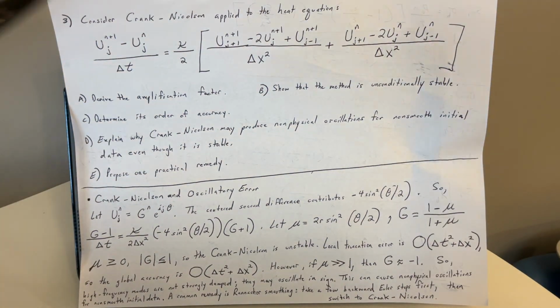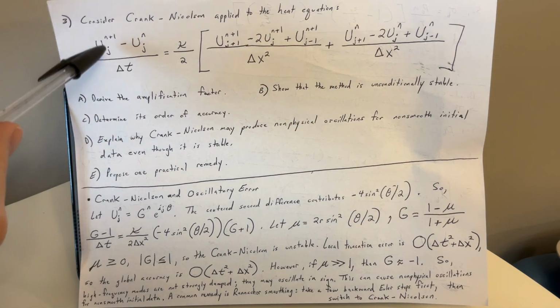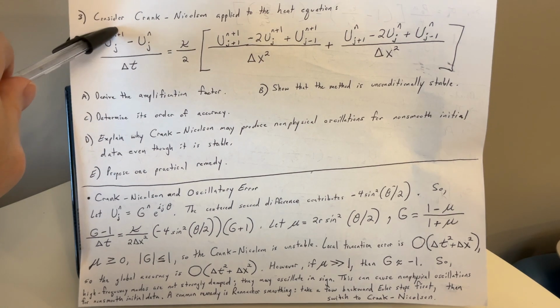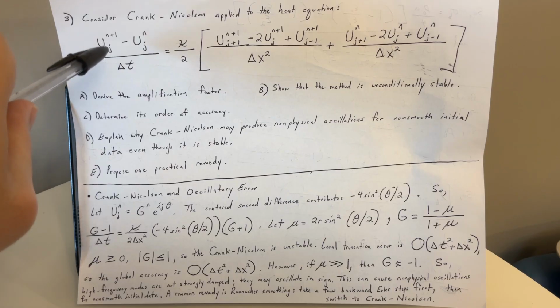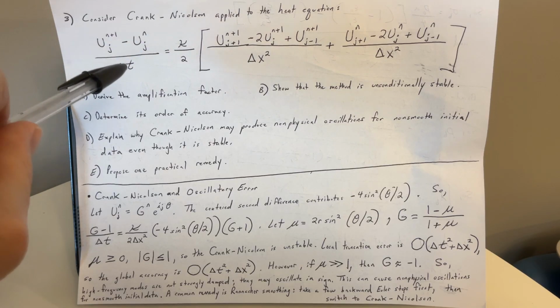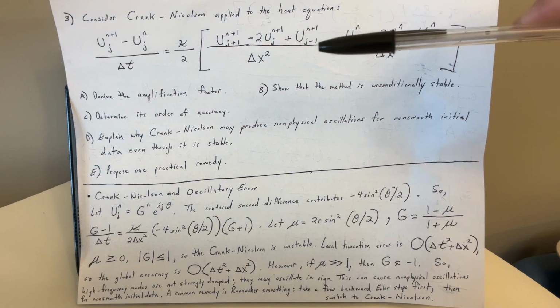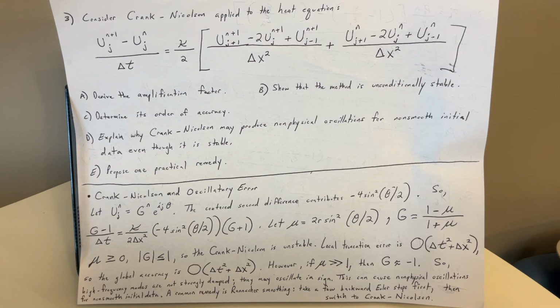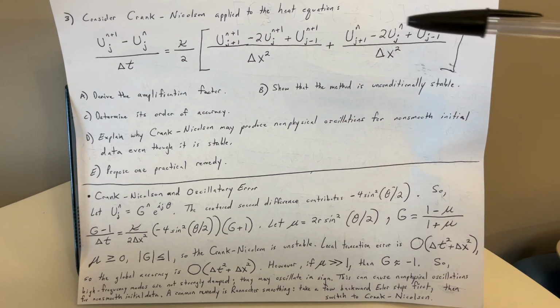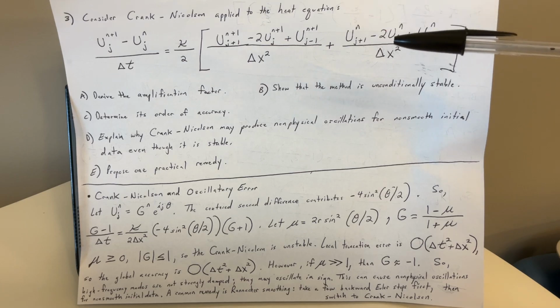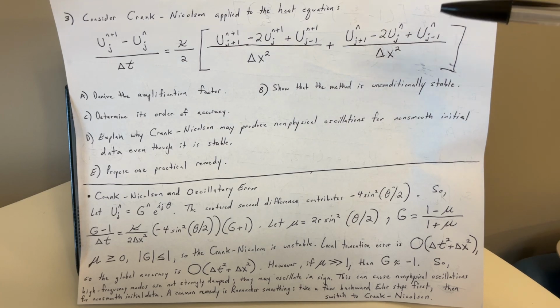Consider Crank-Nicolson applied to the heat equation. Here's what we're given: (u_j^{n+1} minus u_j^n) over delta t equals kappa over 2 times the quantity (u_{j+1}^{n+1} minus 2u_j^{n+1} plus u_{j-1}^{n+1}) over delta x squared, plus (u_{j+1}^n minus 2u_j^n plus u_{j-1}^n) over delta x squared, close bracket.